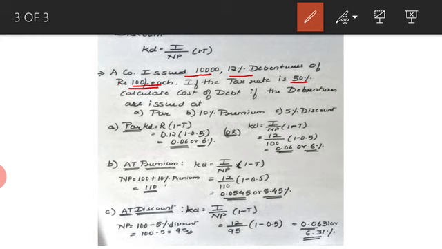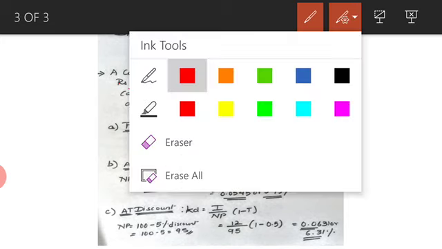Tax rate given to us is 50%. Calculate cost of debt. It is clearly mentioned that we have to calculate cost of debt if the debentures are issued at par, 10% premium and 5% discount. So here the problem changes. It's not only issued at par, but it is issued at premium as well as discount. So we have to find out the cost at par, at premium as well as at discount.